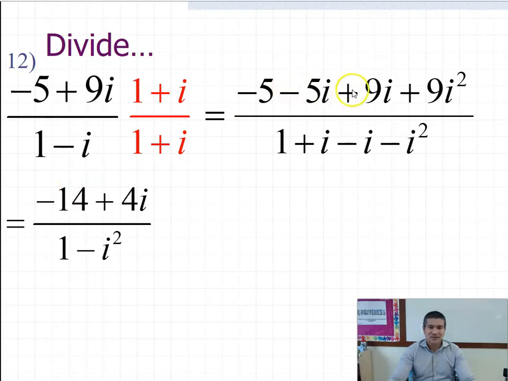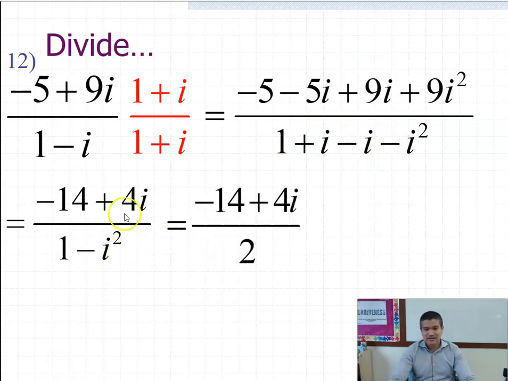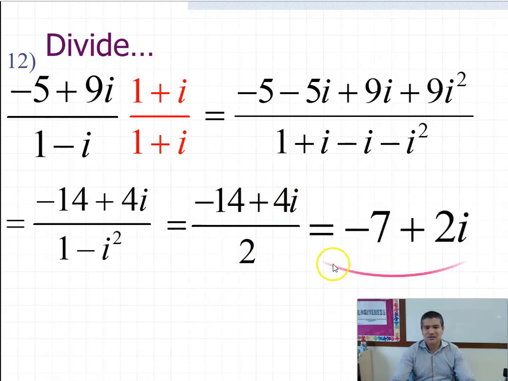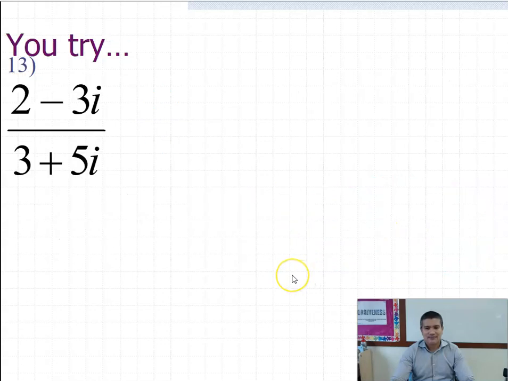And then 5i plus 9i is 4i. Then we have 1 minus i squared, where i squared is equal to negative 1 as well, right? So negative times negative becomes positive, and 1 plus 1 gives us 2. And then we can still simplify. We separate negative 14 divided by 2 and 4i divided by 2, which gives us negative 7 plus 2i.